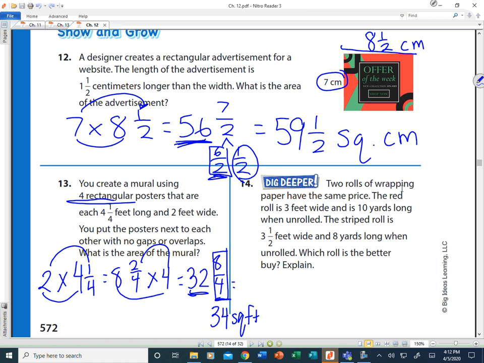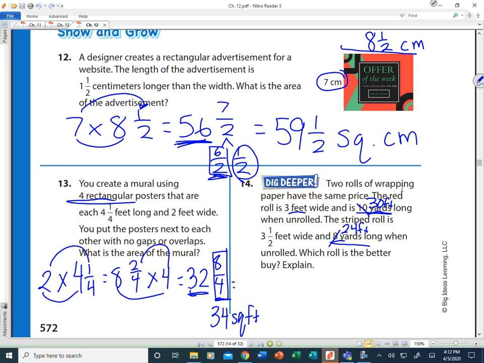Number 14. 2 rolls of wrapping paper have the same price. The red roll is 3 feet wide and 10 yards long when unrolled. The striped roll is 3.5 feet wide and 8 yards long when unrolled. Which roll is the better buy? Well, guys, it's apples and oranges right now. Let's change these so that it's apples to apples, okay? So instead of 10 yards, I'm going to change that to feet, and I know that there are 3 feet in each yard. So this is really going to be 30 feet. And for this one, there are 3 feet in every yard, so 8 times 3 is going to be 24 feet.